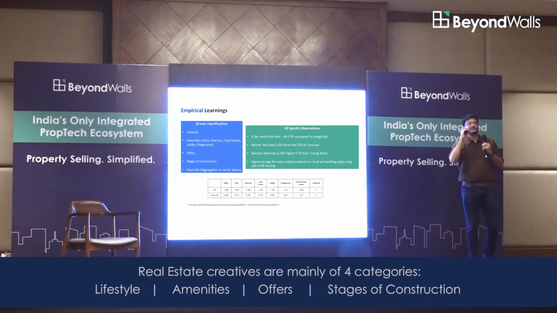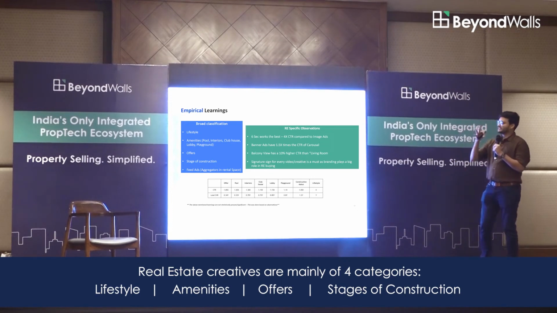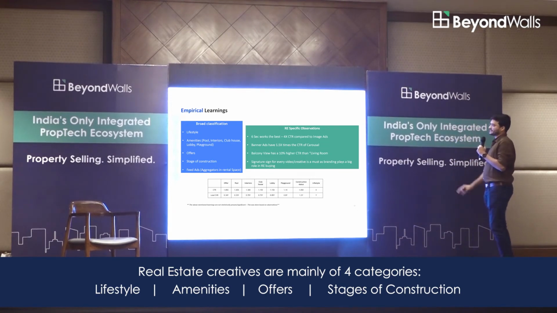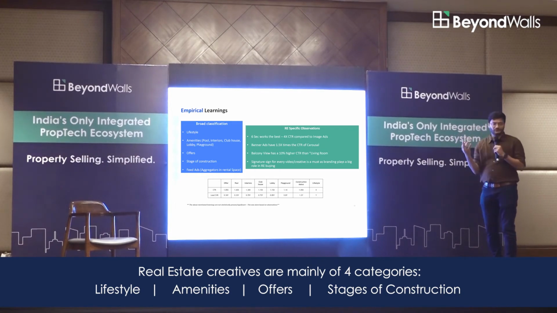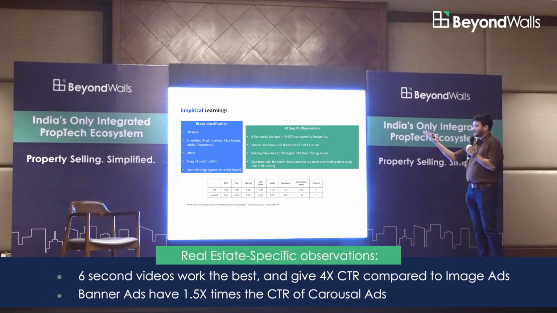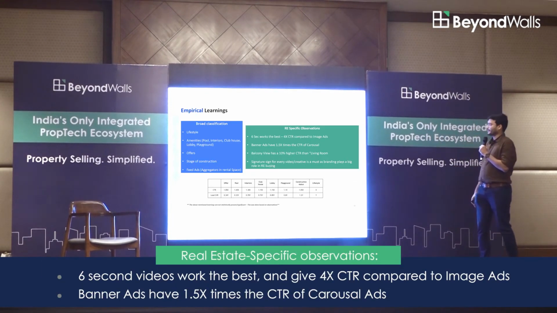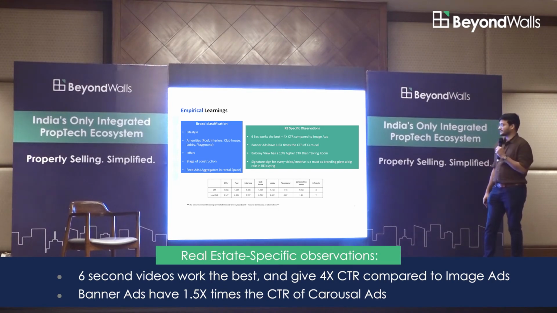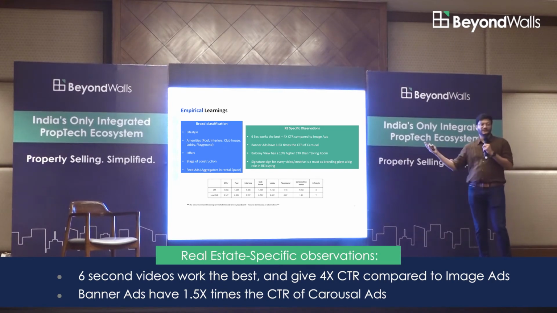All the creatives of the real estate vertical will majorly fall into these 5 classifications. 1, lifestyle. 2, amenities, talking about pool, interiors, clubhouse, lobby, playground, etc. 3rd is offers. 4th is stage of construction. Shorter videos always work the best. 6 seconds works the best in terms of CTR compared to image ads. And banner ads have 1.5x the CTR compared to carousel.